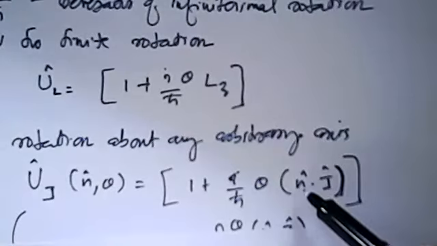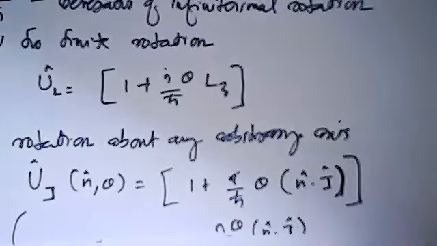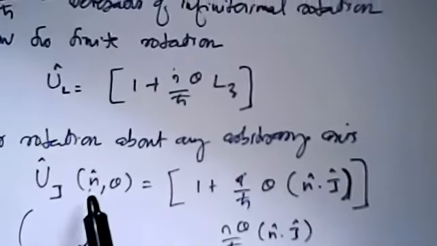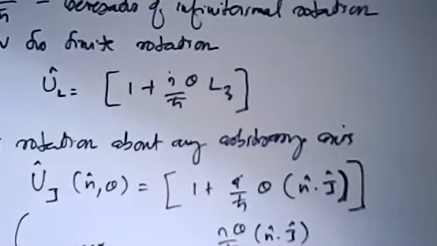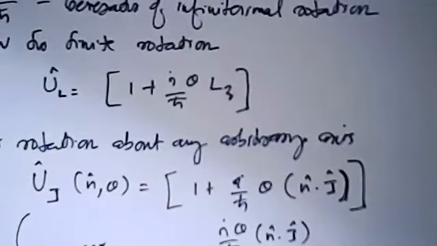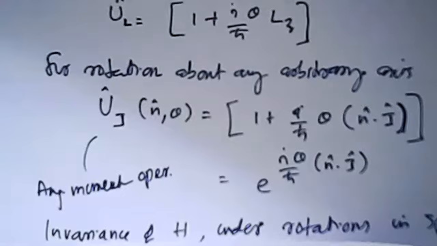If n is z, you get Jz. If only orbital, you can write it as Lz. So this is the general unitary operator capable of doing any axis rotation. You put the axis here, you will get the corresponding equation. So this you can write as e to the power of i by h cross theta into n dot J. This is the angular momentum operator, which is capable of doing the rotation in space.